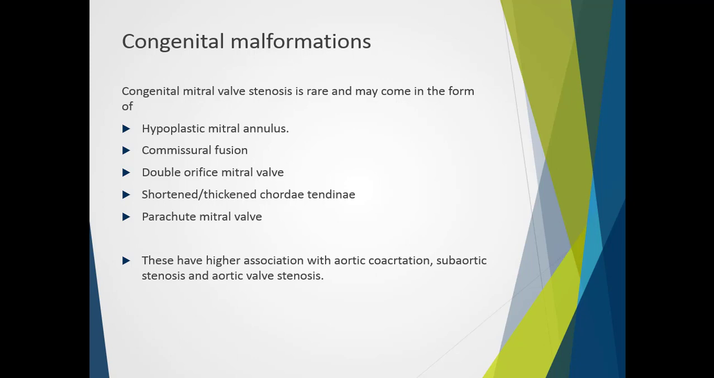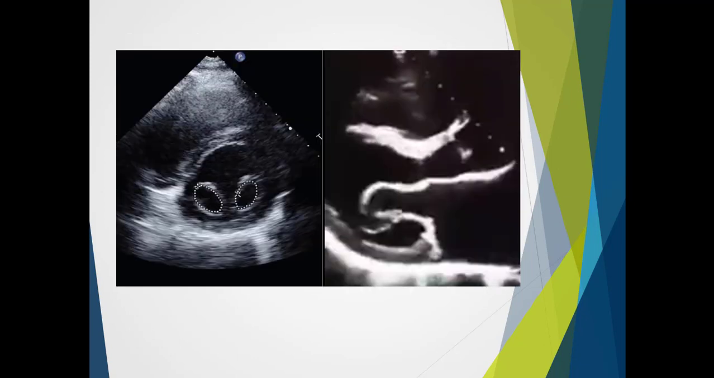We may see shortened, thickened chordae tendineae. We may see something called a parachute mitral valve, often associated with a single papillary muscle that arises at the apical level with long redundant leaflets that often prolapse back into the left atrium in systole. It is important to note that congenital malformations also have higher association with coarctation of the aorta, subaortic stenosis, and other aortic valve stenosis lesions.